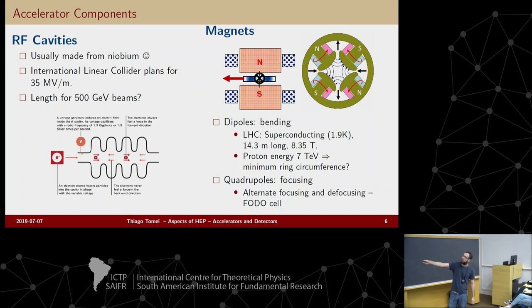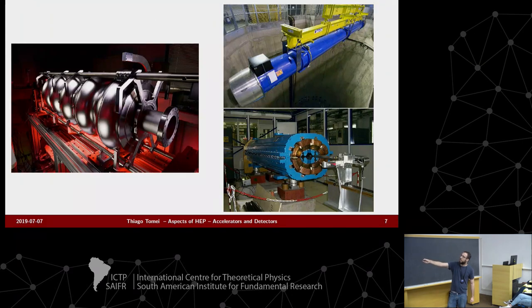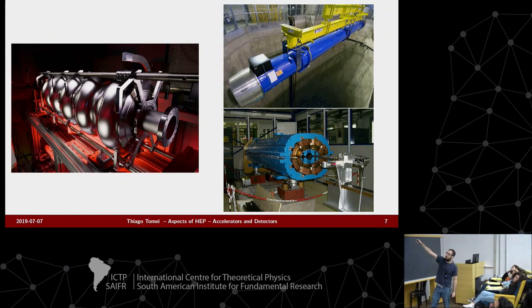Here's electrons. The electrons never feel the breaking force. And you see it here, made of niobium. This is one of the LHC dipoles being lowered down because the LHC is underground. And this is one of the quadrupoles. And you see here that here and here, there are the two holes where the particles go through.